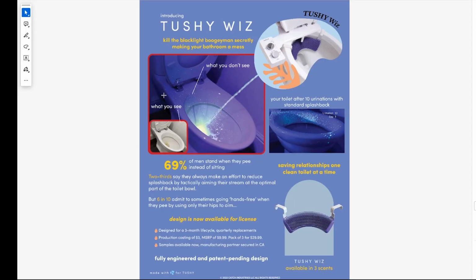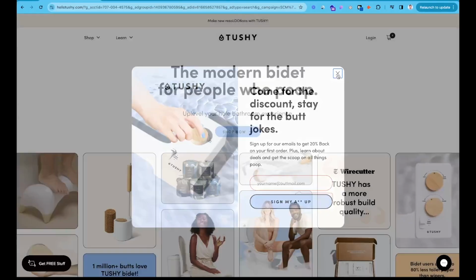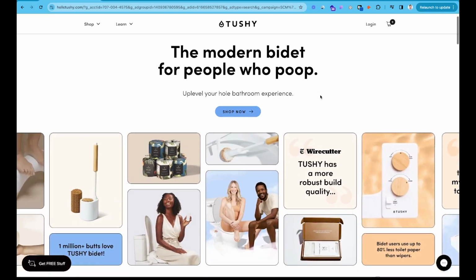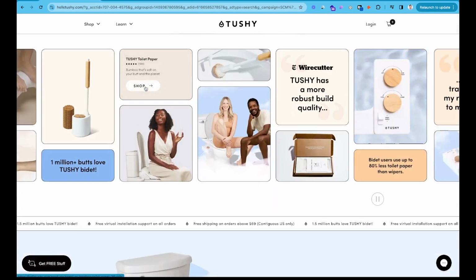All right, so this is the sell sheet. So this sell sheet was directed at the bidet company, TUSHY, and I will show you their website right here. So they make what they call the modern bidet for people who poop, right? And if you haven't seen them before, they're pretty viral on Facebook ads and Instagram ads. It's just a very prolific product.